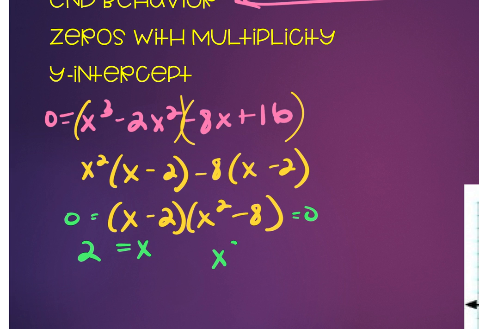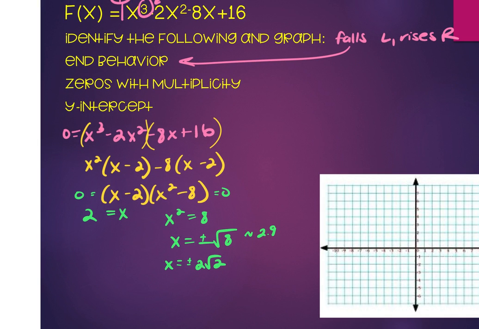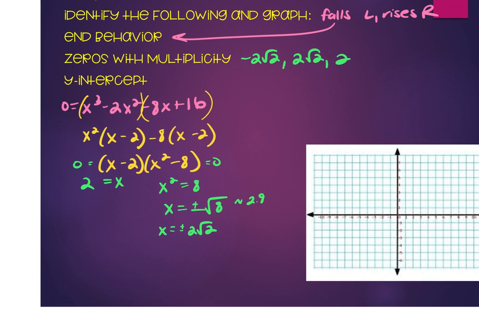And I get x equals 2 and x squared equals 8. So x equals plus and minus the square root of 8. I would approximate it there because you're going to have to graph it. It's pretty close to square root 9, which would be 3. So like a 2.9. But when you write the answers as to what your zeros are, you have to keep it exact and you have to simplify it. So it would be negative 2 root 2, positive 2 root 2, and then positive 2.